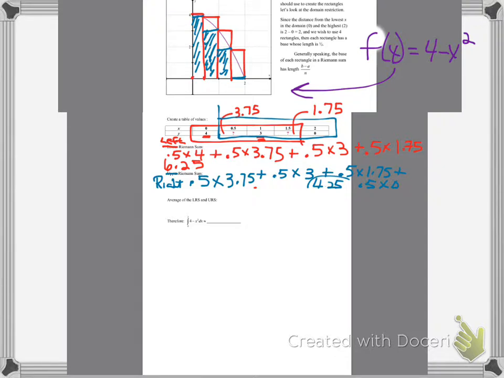Okay, so I have done the left Riemann sums in red and the right Riemann sums in blue. I have a left Riemann sum of 6.25, a right Riemann sum of 4.25, and in this situation, the left Riemann sum is the greater number, so that's going to be the upper Riemann sum, and the right Riemann sum is the lower number, so that's going to be the lower Riemann sum. So on the next page, we'll talk about the average and what the best approximation will be.